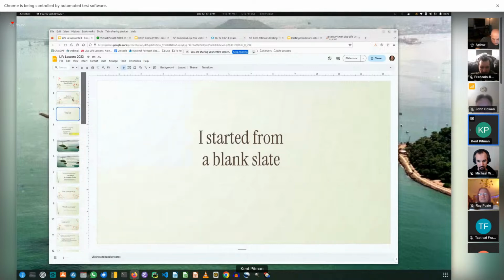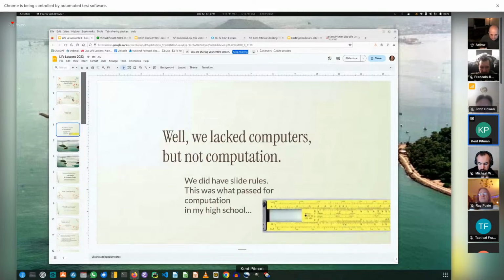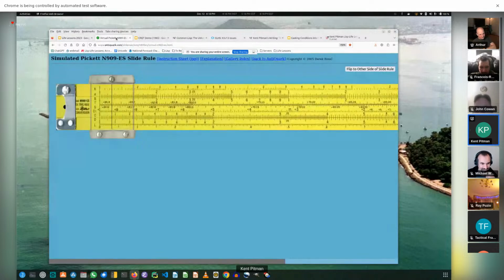I started from a blank slate, and by that I mean, we didn't have computers when I was in high school. This is what passed for computation. There are probably a number of people here who've never seen a slide rule, but this is in fact how you did computation when I was in physics class in high school.